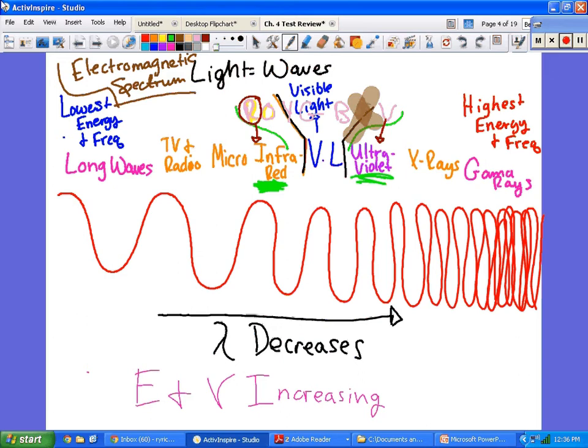So you have long waves, then you have TV radio, microwaves, infrared, and what's this VL? Visible light. This is the only part that we can see with our eyeballs. Remember Roy G. Biv? No, it's Roy G. Boom. Okay, he lost his eye.